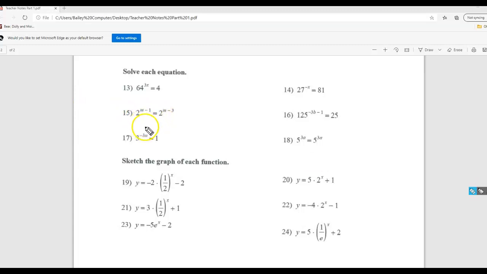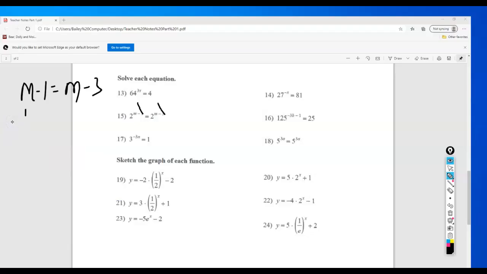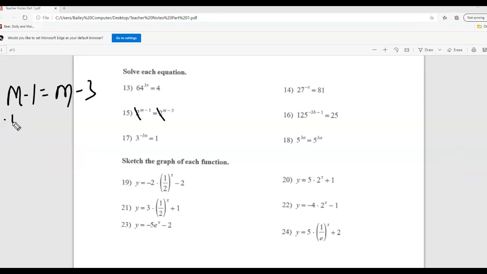So in that case, we don't need to change them. They already match. So we can just drop the bases off. And what I'm left with then is m minus 1 is equal to m minus 3. And we just solve this equation. Now in this case, something kind of weird happens. I'm going to subtract m on both sides. And by doing that, we actually end up with m's canceling on both sides, and we end up with this weird expression. Negative 1 equals negative 3.